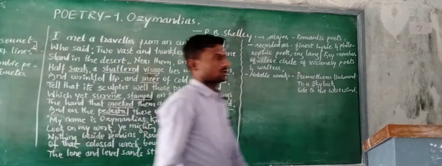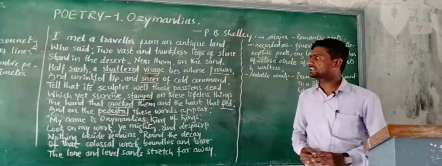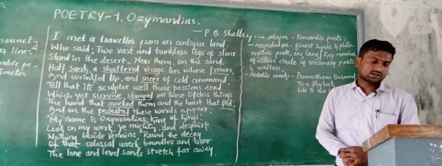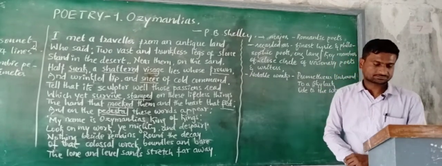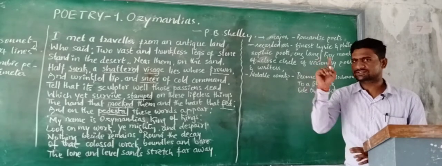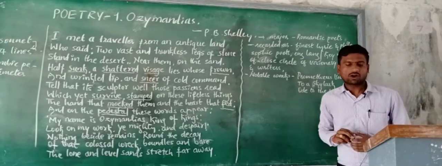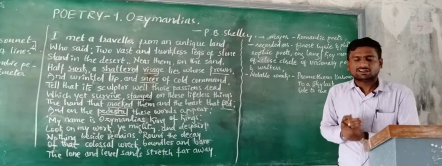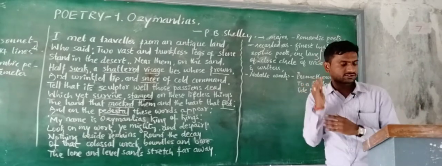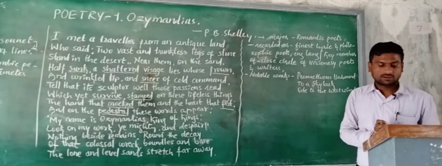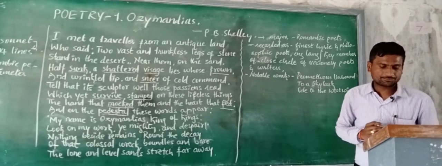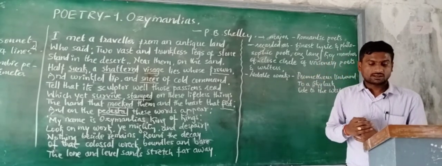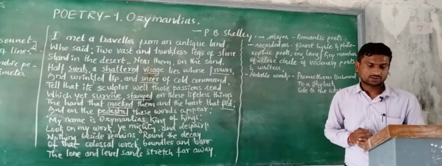Listen, my dear students, the present poetry Ozymandias is a 14-line iambic pentameter sonnet, but it is not a traditional sonnet, because it is neither a Milton sonnet nor a Shakespearean sonnet. But the rhyming scheme and the style of this poetry resemble a Petrarchan sonnet more.